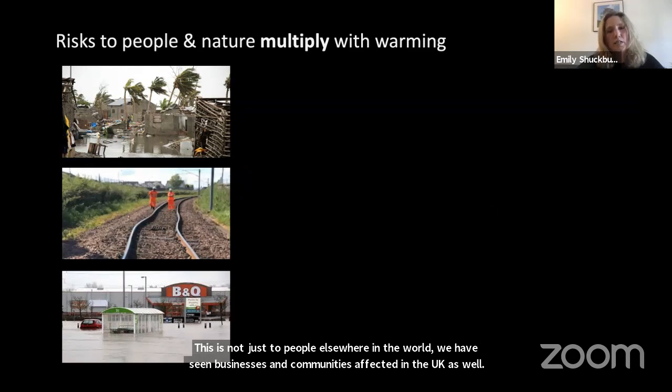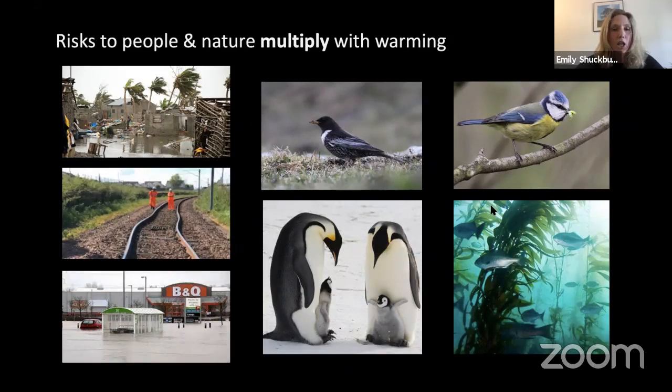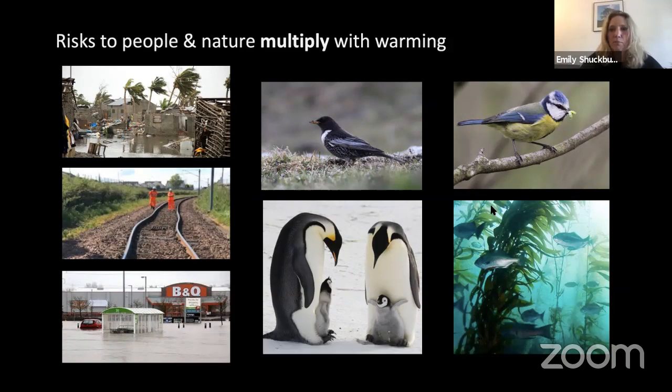But turning to the natural world, so much of the natural world is already under severe threat. Last year, a report concluded that around 1 million species were at risk of extinction over the coming decades. And climate change exacerbates what are already severe threats to many species. And I wanted just to describe a few examples of that.